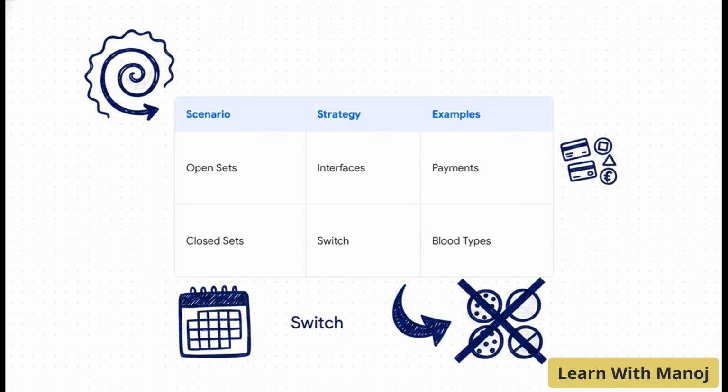Look at this breakdown. If your set of cases is genuinely closed, like handling the four human blood types or the seven days of the week, those aren't going to change. We aren't inventing an eighth day of the week anytime soon, right? Abstracting that into a polymorphic hierarchy is severe over-engineering. For closed sets, a simple, readable switch statement is actually the cleanest tool you can use.